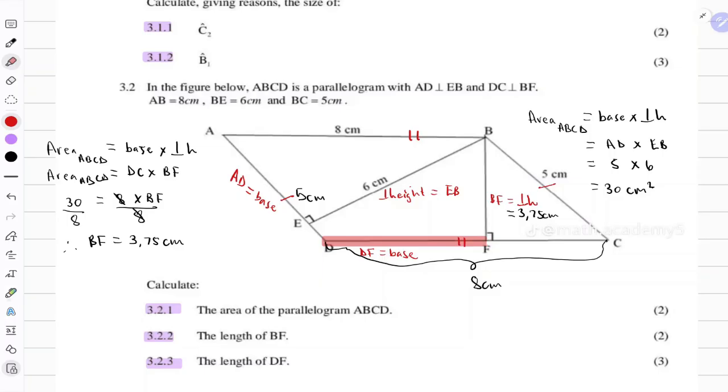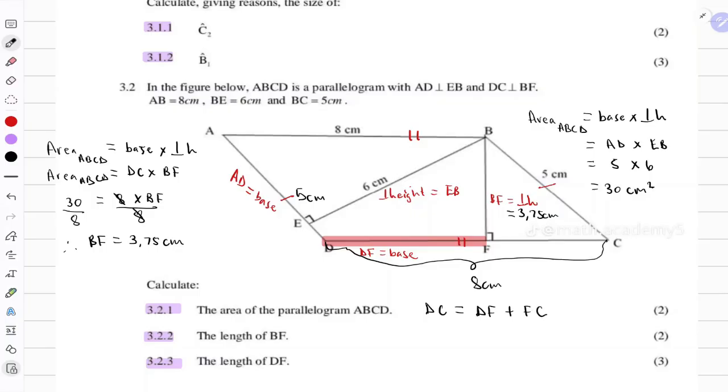So already we can see we have the full length, DC, 8 centimeters. We can find this length by using Pythagoras theorem because we have this and that, and we know this is a right triangle. So if we find this and we have that, it's then possible to find this because we know this length plus this length is equal to the total length. Let's already write that down. DC is equal to DF plus FC.